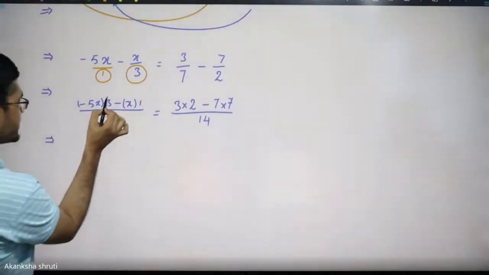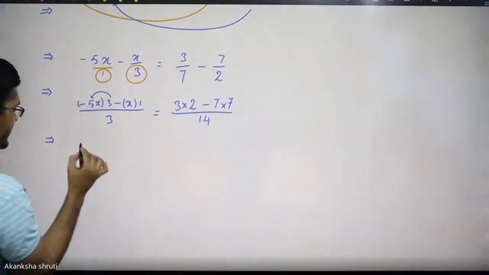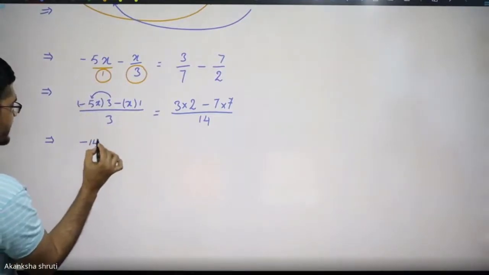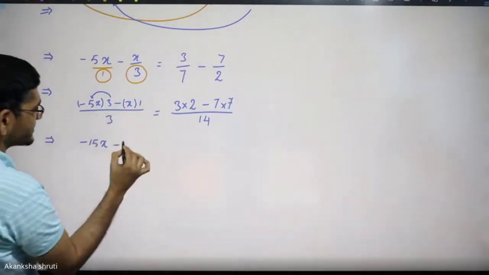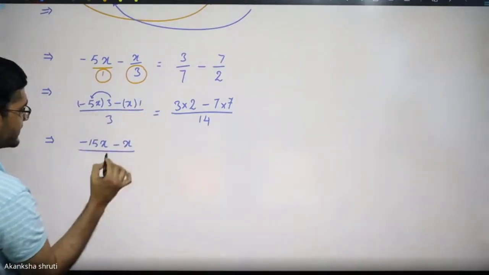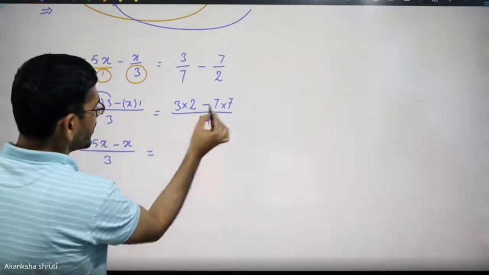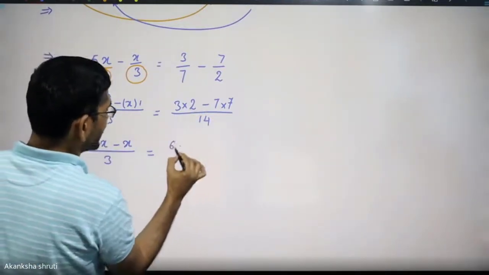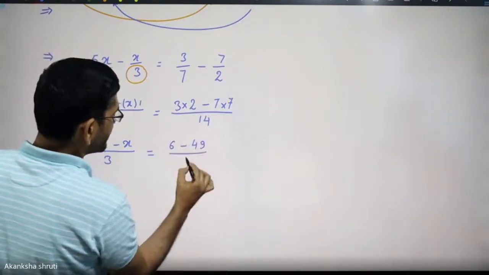So this 3 will get to multiply to this 5. The negative sign will remain as it is. So minus of 15x. This 1 will multiply to this x, already minus x, divided by 3 is equal to, on this right hand side, 3 times 6, minus of 49 by 40.